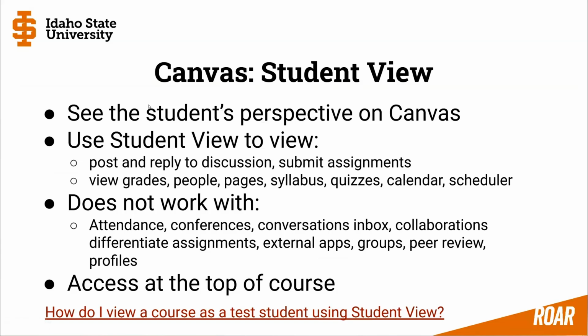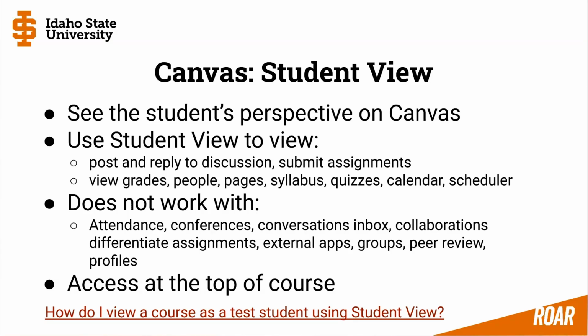The last one is the student view, and this lets you see the student's perspective of what's going on in Canvas. You can use your student view to post and reply to discussions and submit assignments to see what that will look like. You can then use that to view grades, people, pages, the syllabus page, quizzes, the calendar, and the scheduler. But there are some things that it does not work with, and those are listed there. I'll read them off really quickly. The student view does not work for attendance, conferences, conversations, inbox, collaborations, differentiated assignments, external apps, groups, peer review, and profiles.